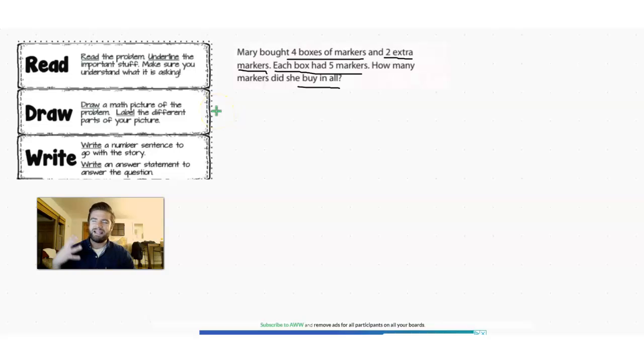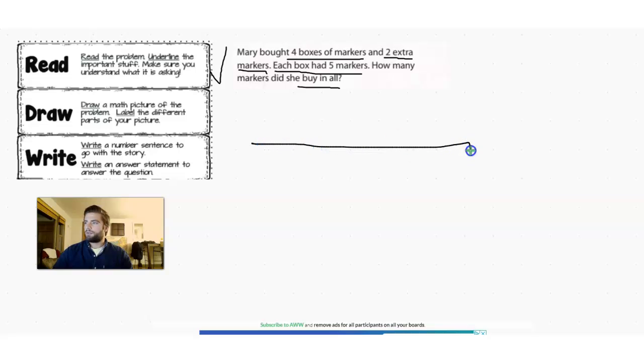So when we're answering a question about how many she bought in all, we're probably going to be using multiplication or addition here. So the first part here we want to solve is how many markers did she get in the 4 boxes with 5 markers each? So a picture that I think makes a lot of sense here is a tape diagram. And I'm going to show you what that looks like right now.